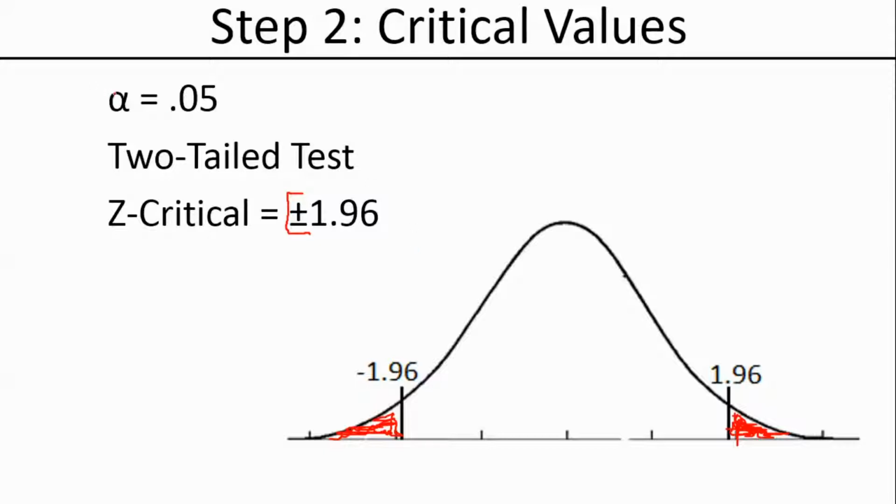So these are the three things that we're looking for when we are thinking about where our critical value is: what our alpha level is, what kind of test we're running, as well as what our z critical values are.